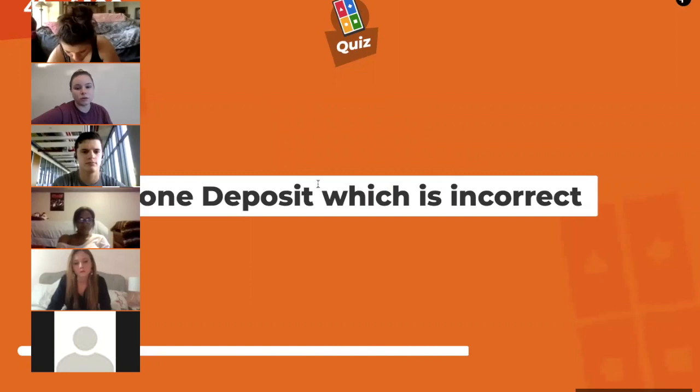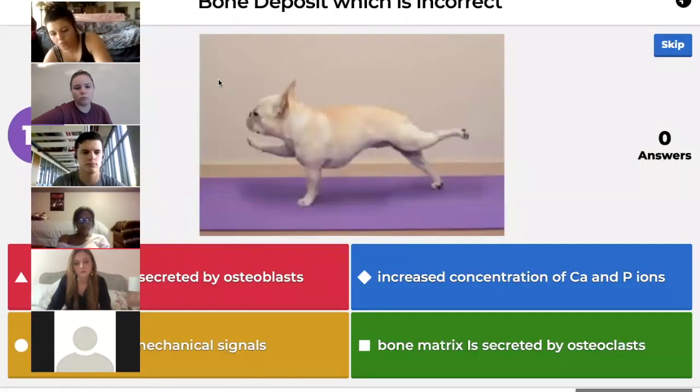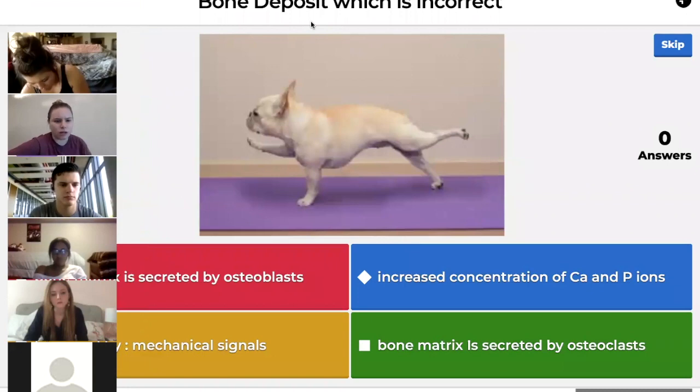Bone deposit, which is incorrect for bone deposit, I guess it should say.